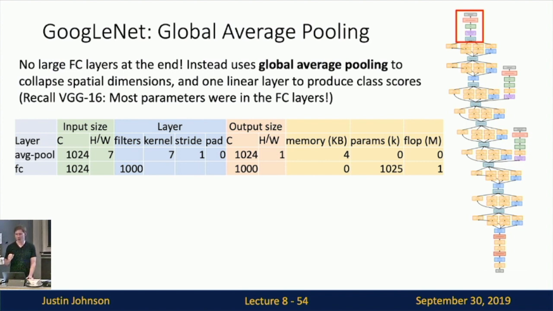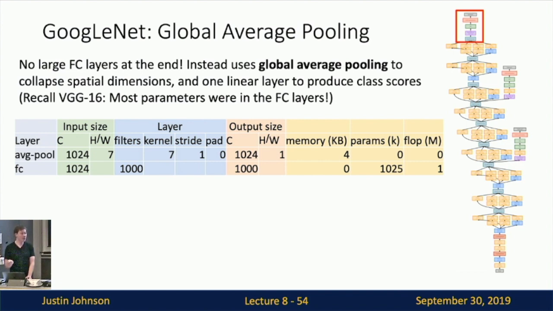What that means is that within every one of those 1024 channels, they take the average of the values across all the spatial positions in the input tensor. This also destroys spatial information, but rather than flattening into a giant tensor, it actually reduces the total number of elements. So it ends up with a compact vector with only 1024 elements.